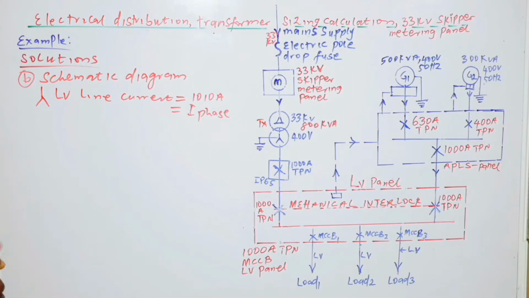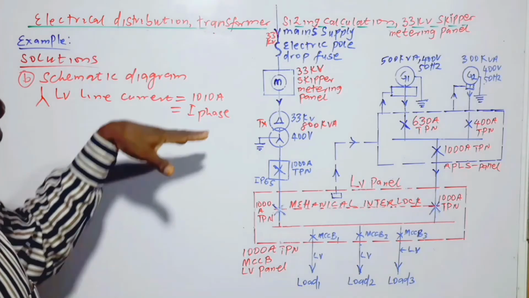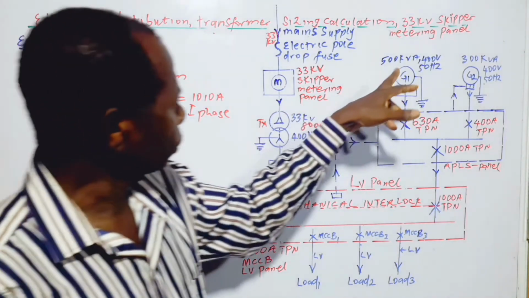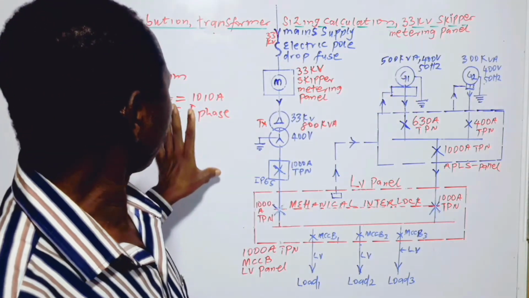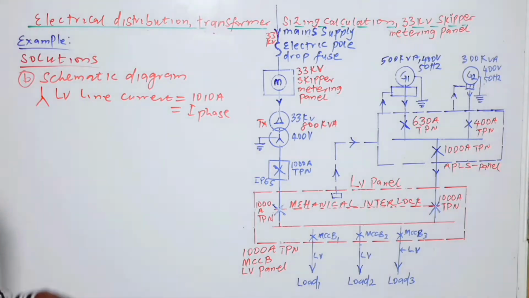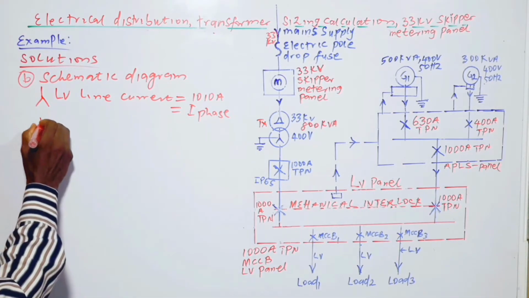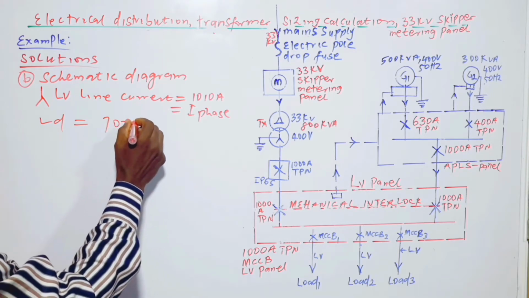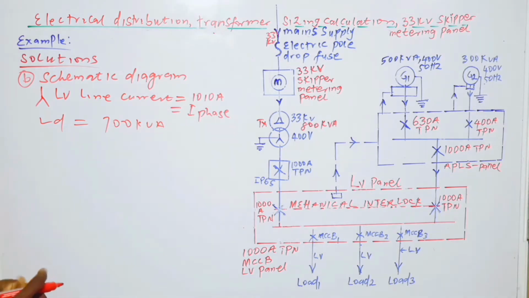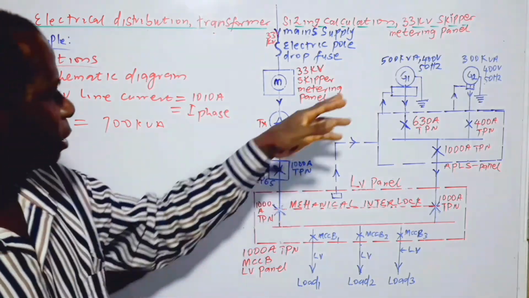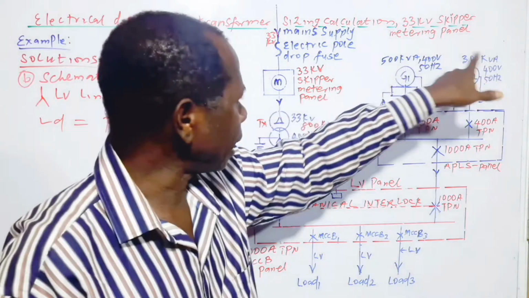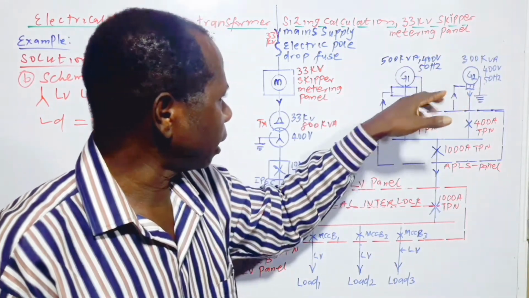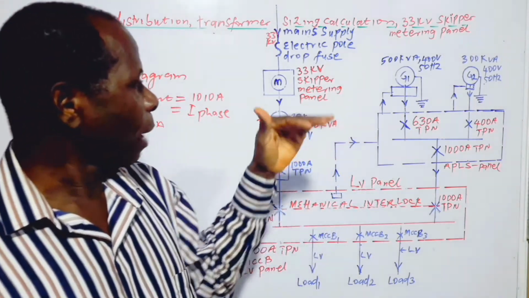So if you have 1010 as the total current, first of all, this is the load. Load is equal to 700 kVA. If we have 700, then we must select generators that will give us power.